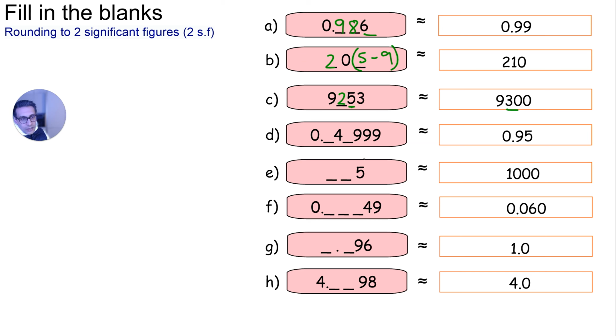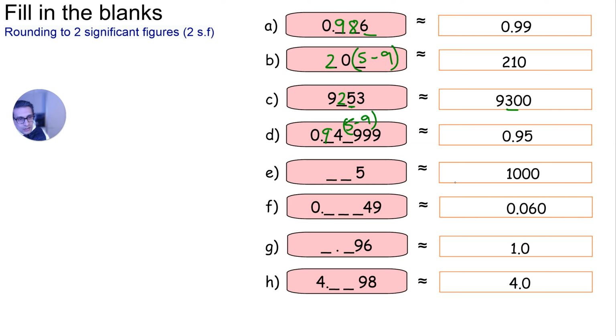Question D. Okay, for question D, we know that we're going to get 0.95. Well, this is going to have to be a 9 here, because it doesn't round up. And then here, in order to make the 4 or 5, this can be any digit from 5 to 9.